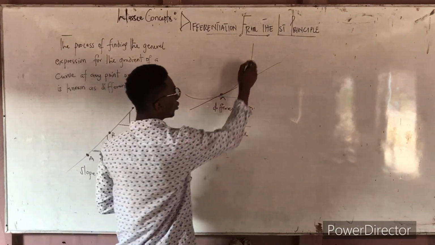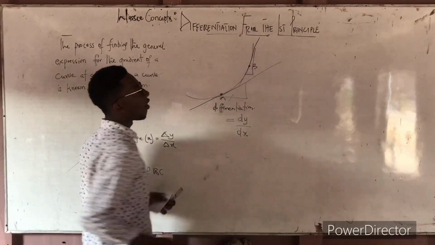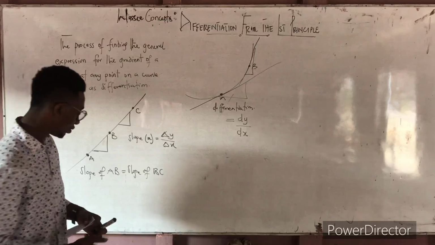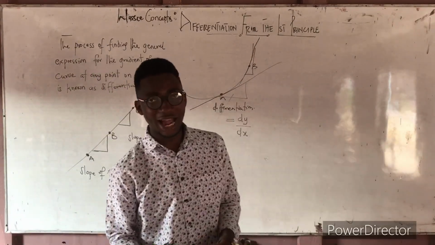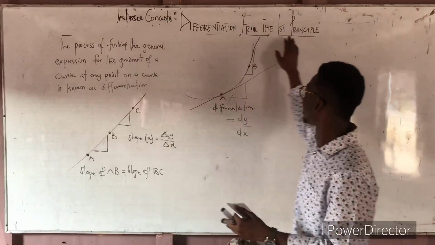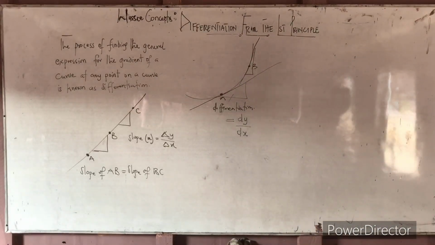So the same way, we can also draw a line which is tangent to the point B, and we find the slope of that particular line or that particular curve. And how do we do it? How do we go about this? We can use the idea of the first principle to find the derivative. Okay.